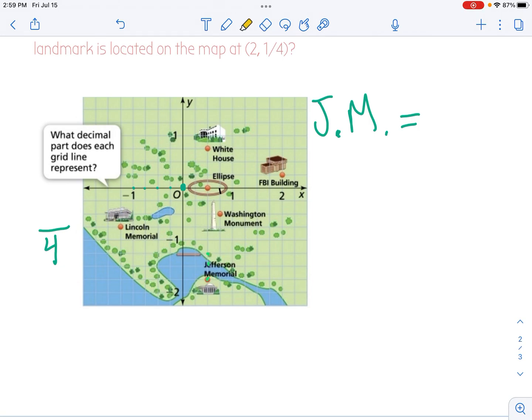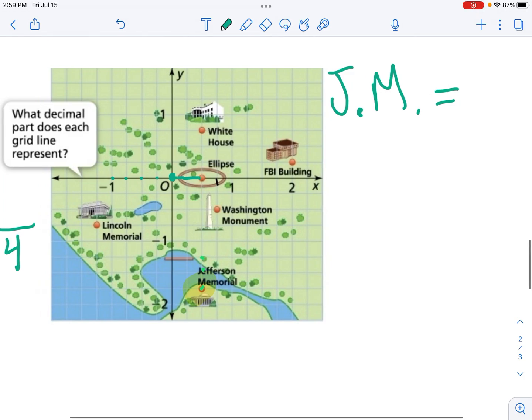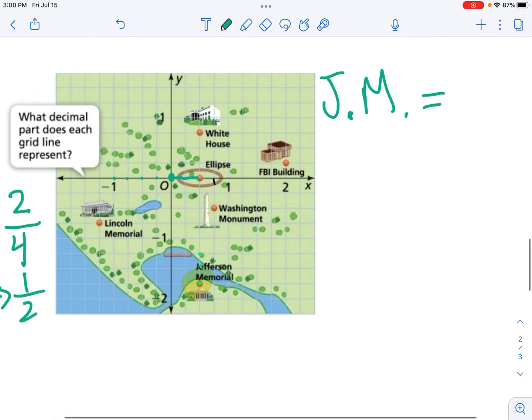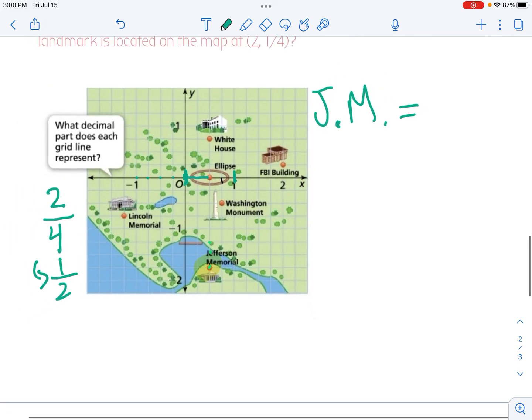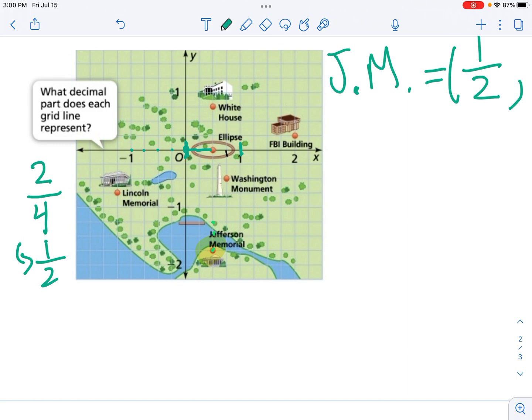Now that I know that, I can start figuring out where my Jefferson Memorial is. So I'm going to go ahead and highlight where that is for us. And now I'm going to start counting. It looks like we need to go to the right. Normally we would just count 1, 2 and say it's at 2. But in this case we are at 2/4, which we also know by now is the same as 1/2. You can also check yourself because it's directly halfway between 0 and 1. So for the Jefferson Memorial, we first start by going positive 1/2, and then we're going to go down.